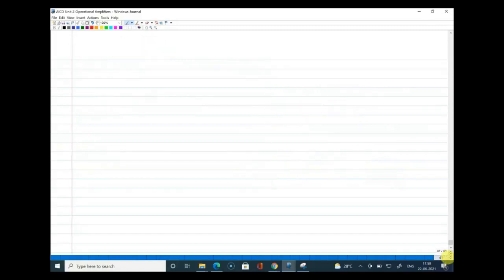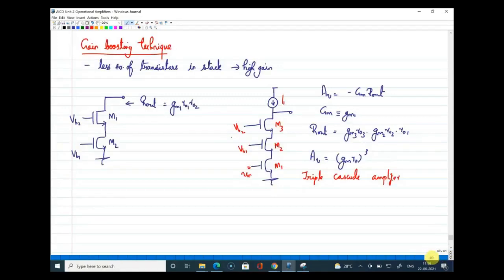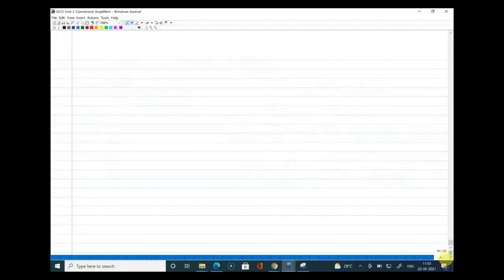Now, gain boosting techniques help us to get almost the same gain of GM R0 the whole cube, but without adding 3 transistors in stack. So even though I have written the heading as gain boosting, what I have discussed is actually cascoding here. This is cascoding and this is triple cascoding. So cascoding means by default it is double cascode, right?